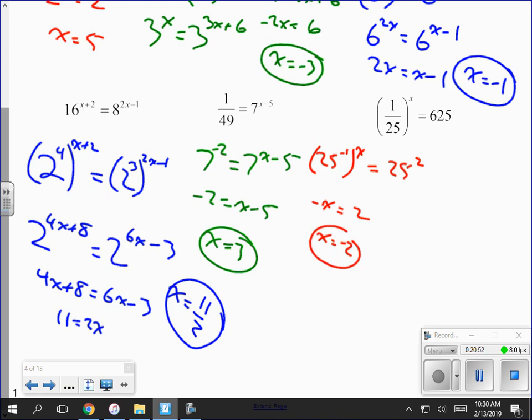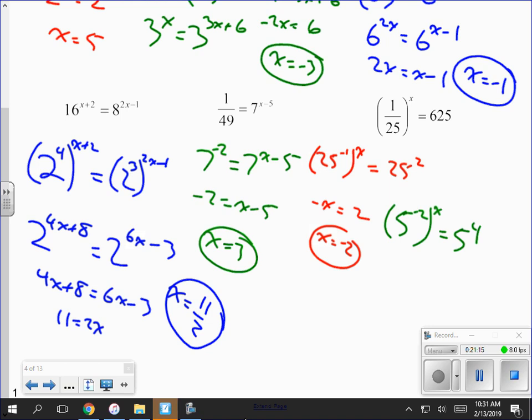Or I can rewrite this as 5 to the negative 2 to the x power equals 5 to the 4th, because 625 is 5 to the 4th power. And if you're not sure about something like that, hey, it ends in 25. It's probably 5 to some power.